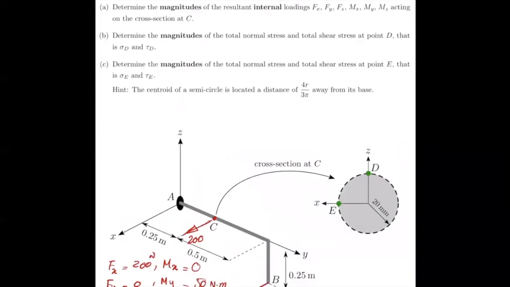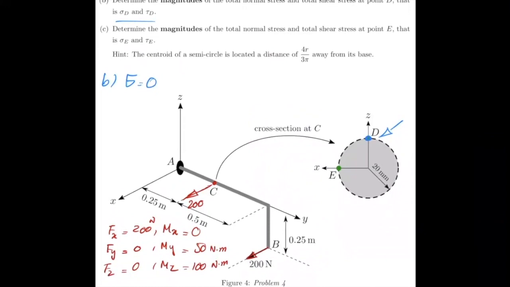So for part B, we want to talk about point D first. Point D is on top here. Your normal stress is 0. So again, pay attention. You would get normal stress because of the bending problem, but your moment is with respect to that axis, it's with respect to Z axis. So it's on the axis of the moment. So normal stress is zero.